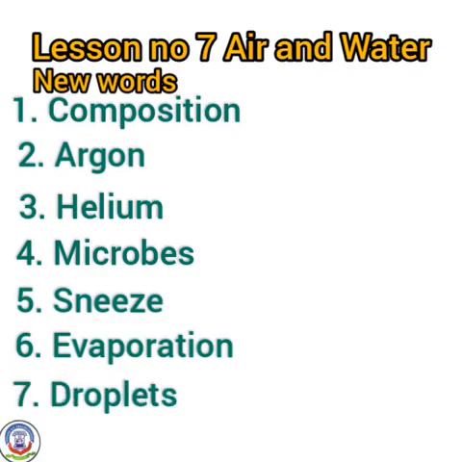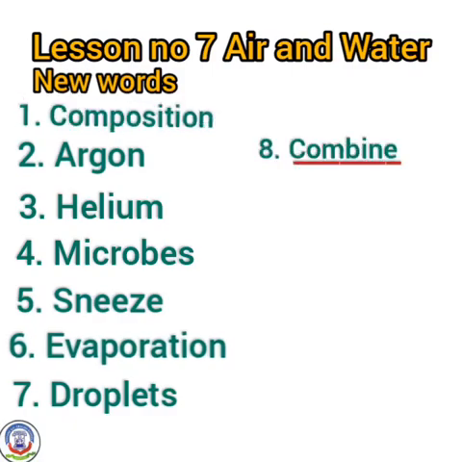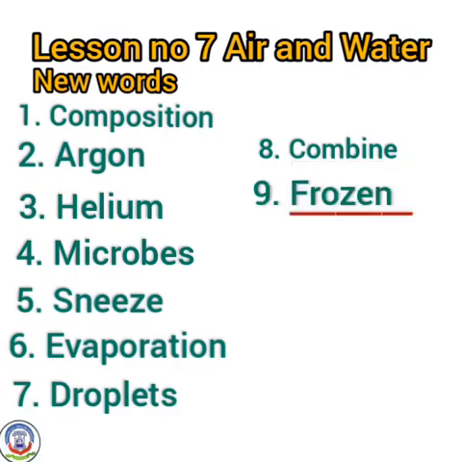Number 7, droplets. D-R-O-P, drop. L-E-T-S, lets. Droplets. Droplets means drops, यानी बूंदें. Number 8, combine. C-O-M-B-I-N-E. Combine means merge, यानी जोड़ना. Number 9, frozen. F-R-O-Z, froz, E-N, en. Frozen. Frozen means iced, मतलब जमा हुआ.